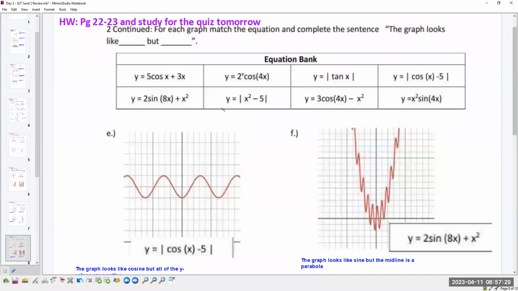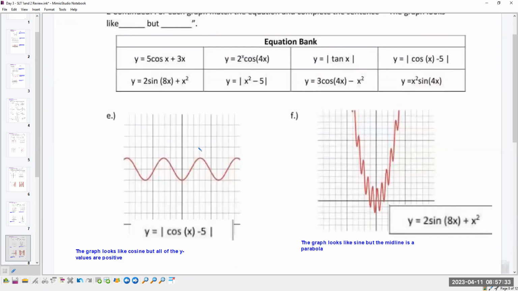For letter E, that one was a little odd. Because that just kind of looks like a sine or a cosine. So I kind of was like, well, this one I used, this one I used. It's obviously not tangent plus. I used that one. These four I used. And I looked at what was left.